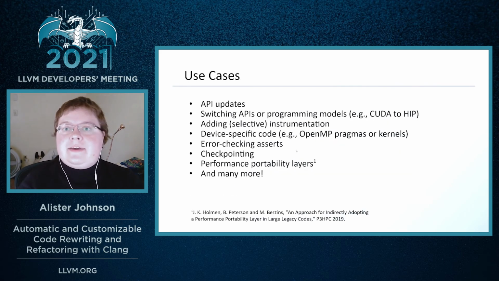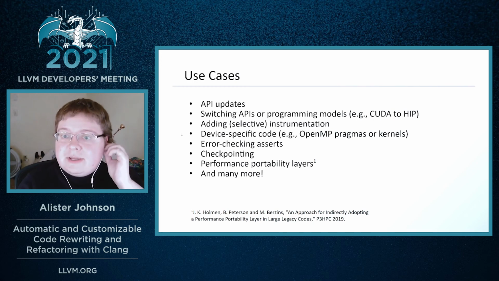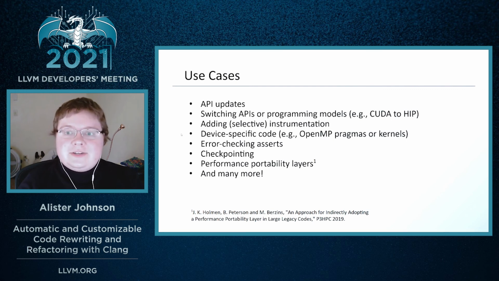And so beyond just the Hippify example I showed, there are many, many potential use cases for this kind of automated customizable rewriting, including API updates, like when the library you're using changes a few function signatures, switching APIs or programming models like Hippify, selectively adding instrumentation calls to a performance measurement program like Tau, keeping device-specific code out of your main code base, like separate OpenMP and OpenMP target directives, adding error-checking asserts or checkpointing code, or adopting an application-specific performance portability layer, and see this excellent paper from the P3 HPC workshop at SC19 for more on that.